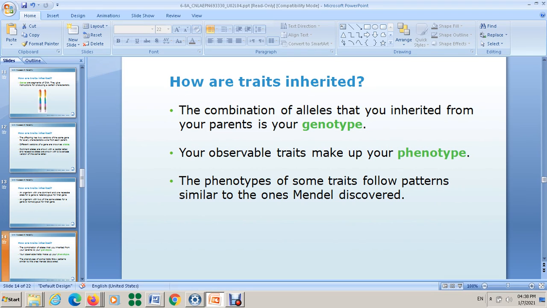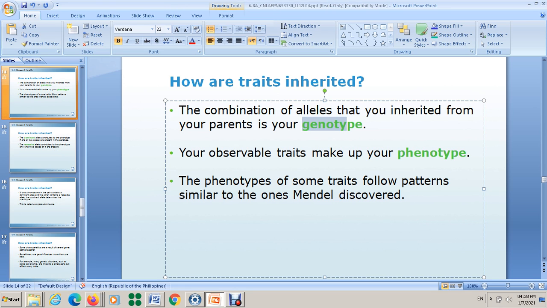Hello everyone. In this video we want to continue about how traits are inherited. We were talking about the meaning of the gene last time, about the meaning of alleles, about dominant, recessive, which one will appear, and homozygous and heterozygous. Now I want to talk about new terms, genotype and phenotype. What is the genotype? What is the phenotype?